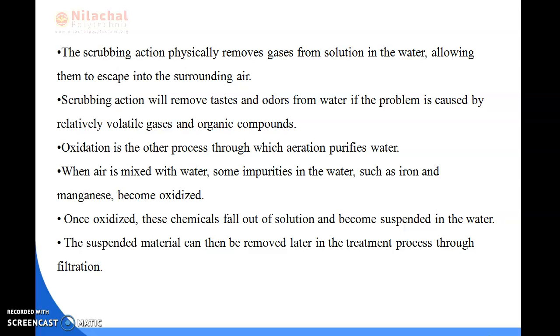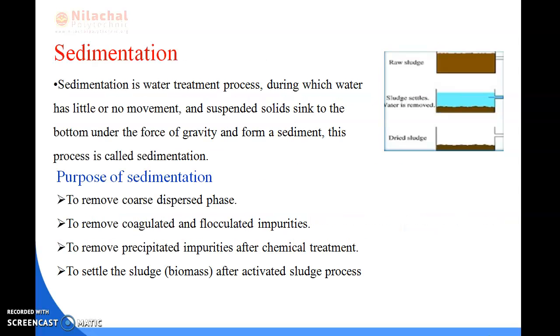Oxidation is another process through which aeration purifies the water. When air and water are mixed with each other, the iron and manganese become oxidized, and once oxidized, the chemicals are suspended in the water. This suspended material can be removed by the filtration process, that is the next treatment process. Okay, so now we'll be reading about sedimentation.